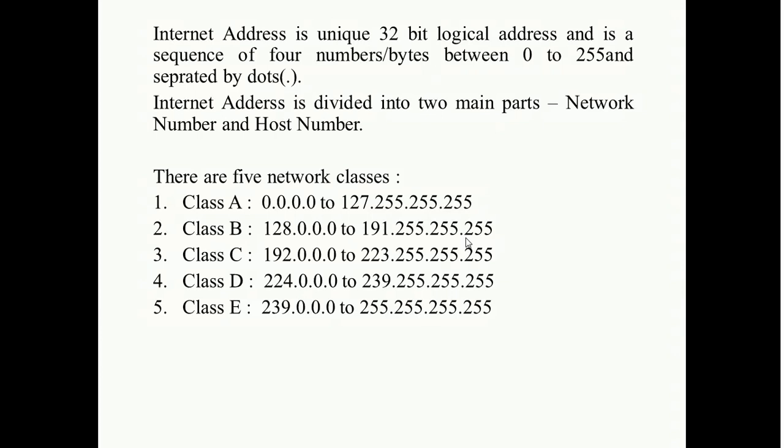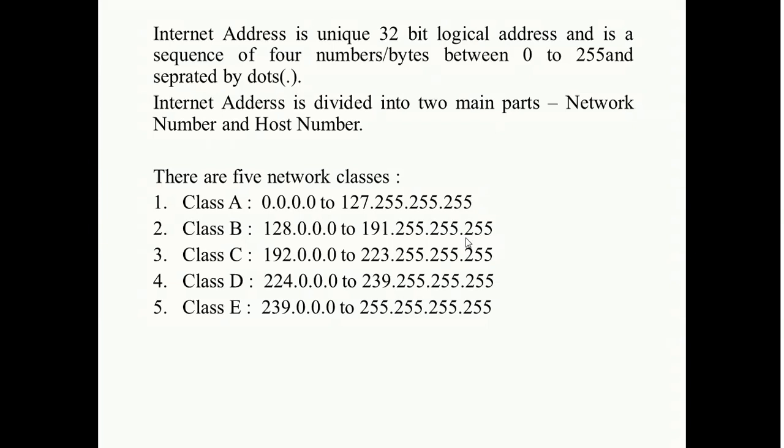Third class is class C, having the range 192.0.0.0 to 223.255.255.255. This class C is relatively used in a small organization, and in that the first 24 bits define the net ID, that is a network number, and the remaining 8 bits define the host ID.